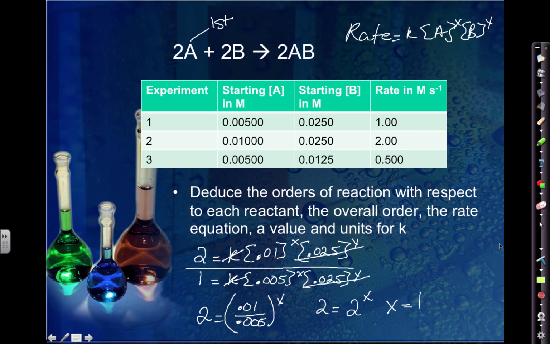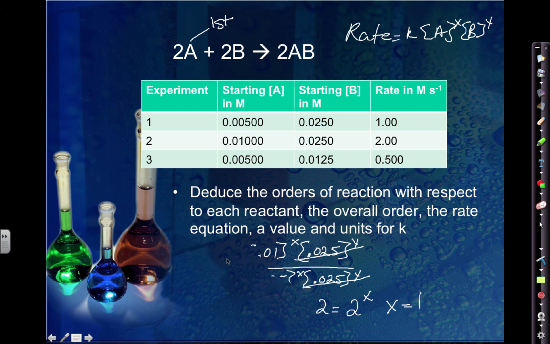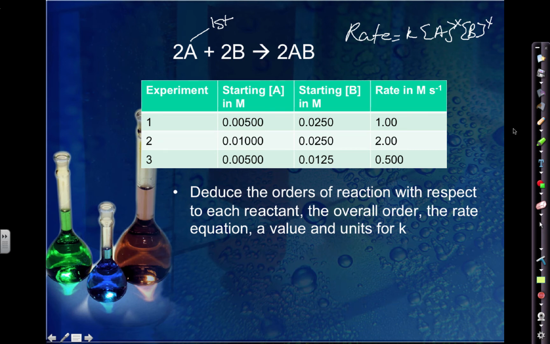All right, well, we're going to do the same thing to figure out what Y is. So I need to know what power B is being taken to. So now we need to look at what happens when I double Y. All right, so let's look, or B, I'm sorry. So right here, if I'm looking at this, 0.0125 is about half of 0.025. So I can look at experiments 2 and 3. Oh, actually, no.